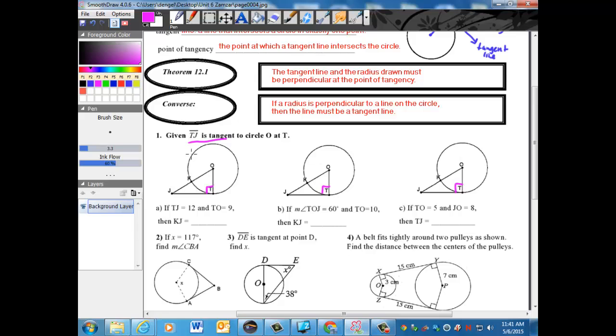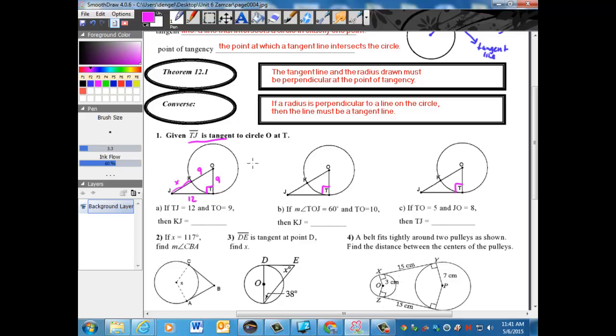So next we're told that TJ is 12, our base. We're told that TO is 9. TO is a radius. OK is also a radius. Alright, so we're trying to find the length of KJ, which for right now we can call X. Okay, so we're trying to find this length.